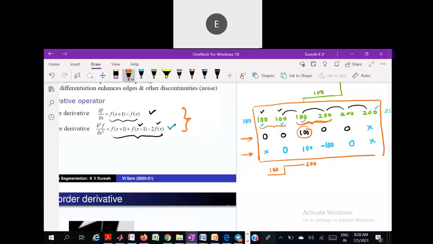Wherever the pixel values are same, you are seeing 0. Only at the point where you have an edge, it is giving me a non-zero. So this means that I have detected that there is an edge at this position. Now if you compare this with the second order, here also wherever it is same, it is giving you 0, and wherever there is an edge here, it is actually giving you non-zero.